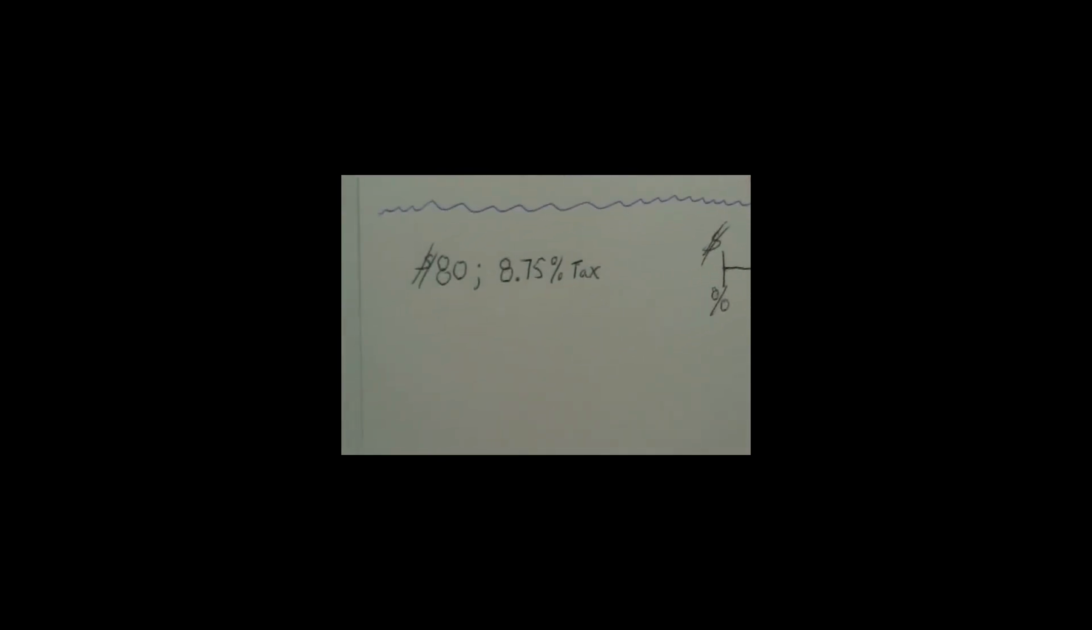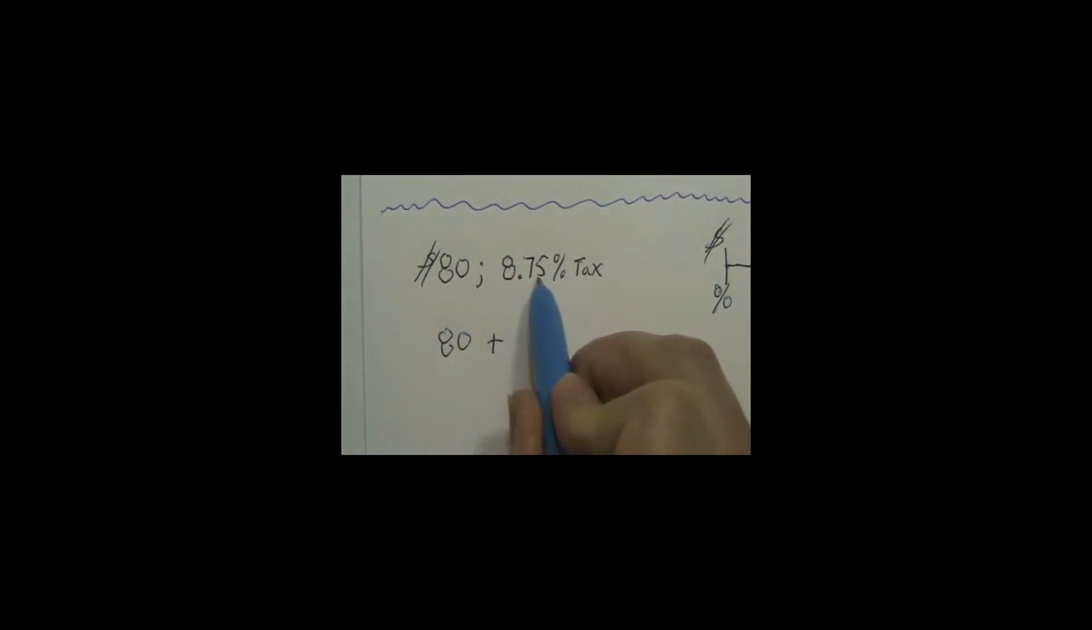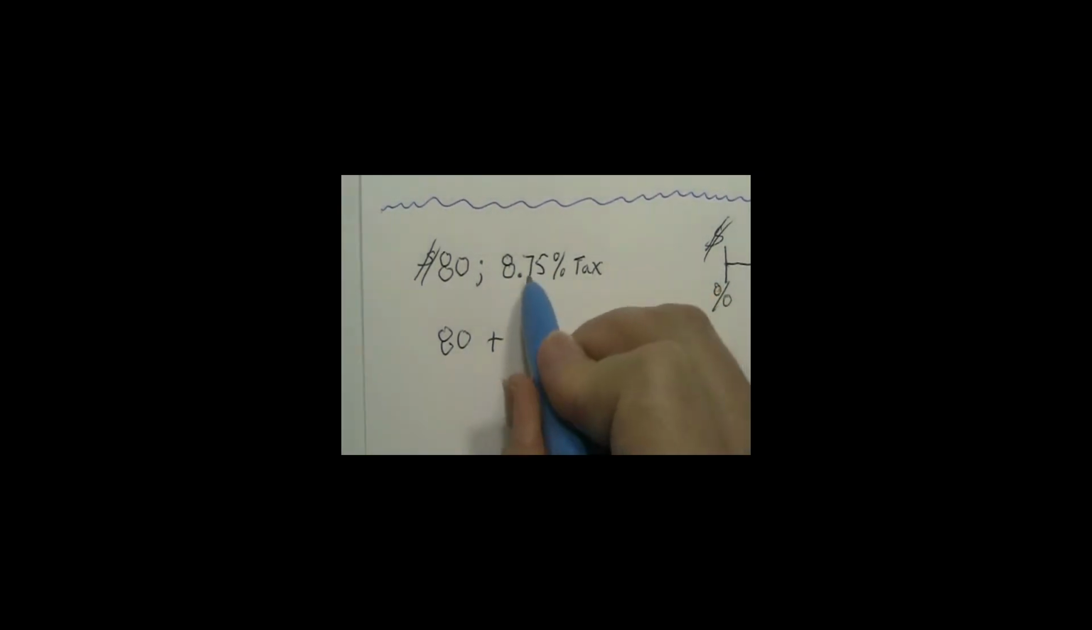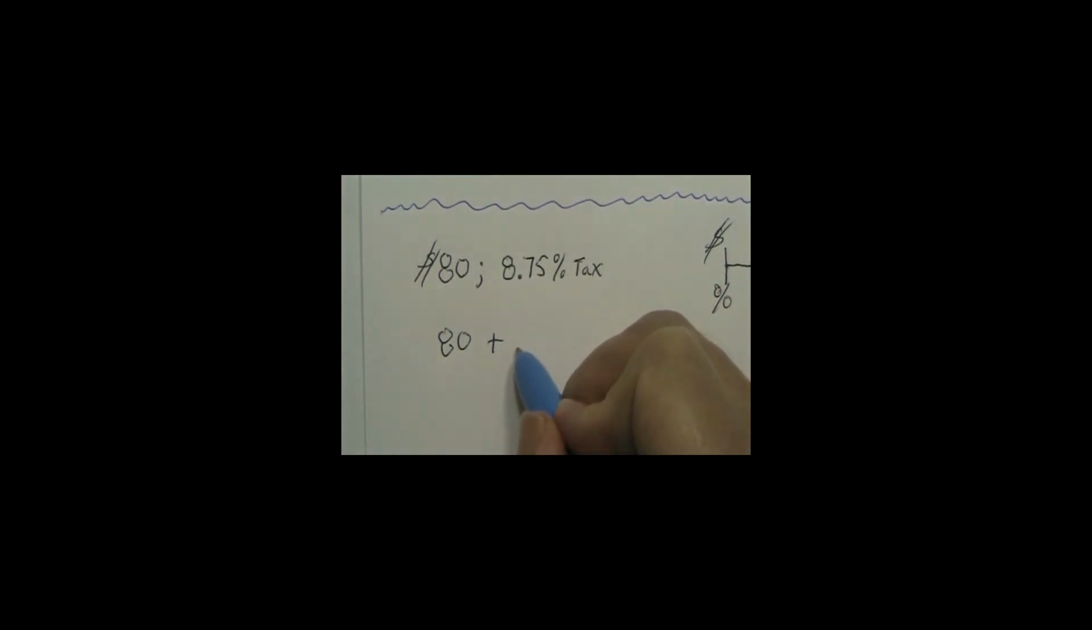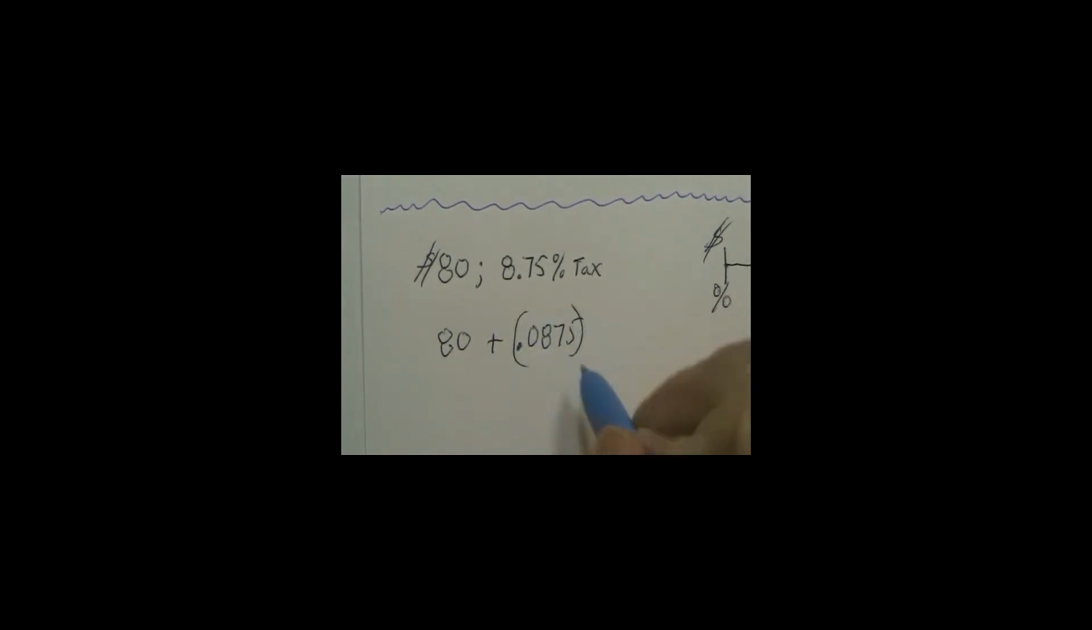So sliding back over here. So let's see. We have $80 plus 8.75% of 80. How do I write this as a decimal? How do I get rid of the percentage? It's going to be 0.0875 times 80. We want 8.75% of 80.